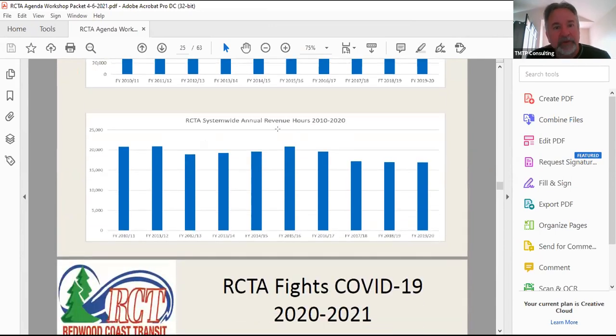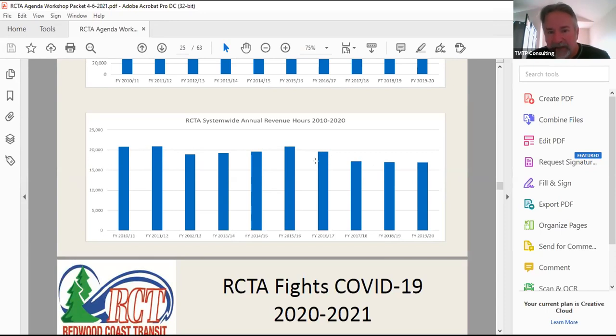The annual revenue hours, which is how much bus service we're putting out, pretty steady. You saw it go up and down with economic factors. We're gonna talk a little later about reserves, but in the old days, we didn't have much reserves. So if the economy started to slow or tank, we had to cut almost right away. So that was tough because we saw a little bit of waves there.